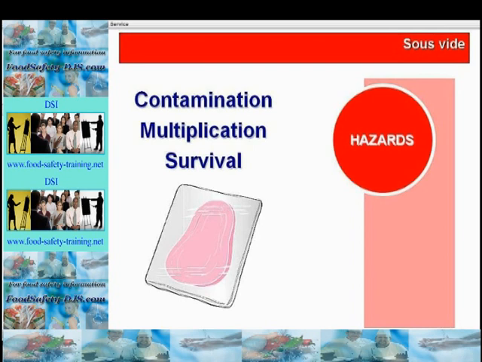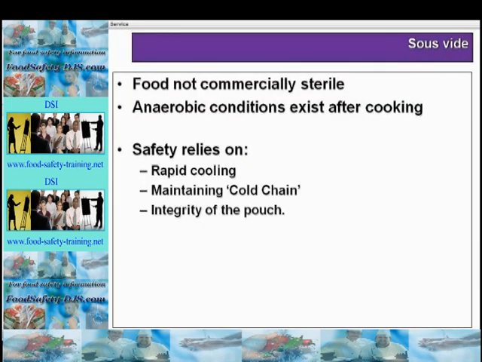The product then is heat treated by controlled cooking using moist heat, used at a low temperature over a long period of time. Then it's rapidly chilled, usually blast chilled, and stored at less than 3 degrees Celsius, and it's reheated for service. The food is not commercially sterile. Anaerobic conditions exist after cooking, so the safety relies on rapid cooling, maintaining the cold chain, and integrity of the pouch.